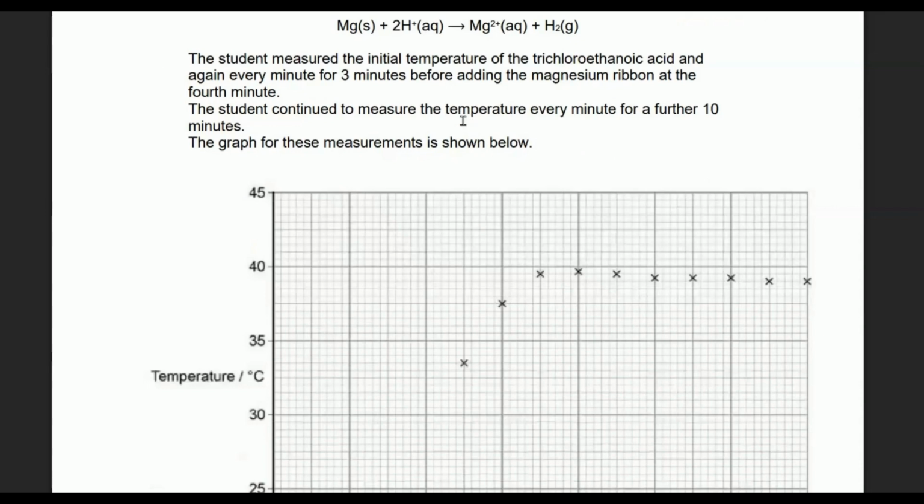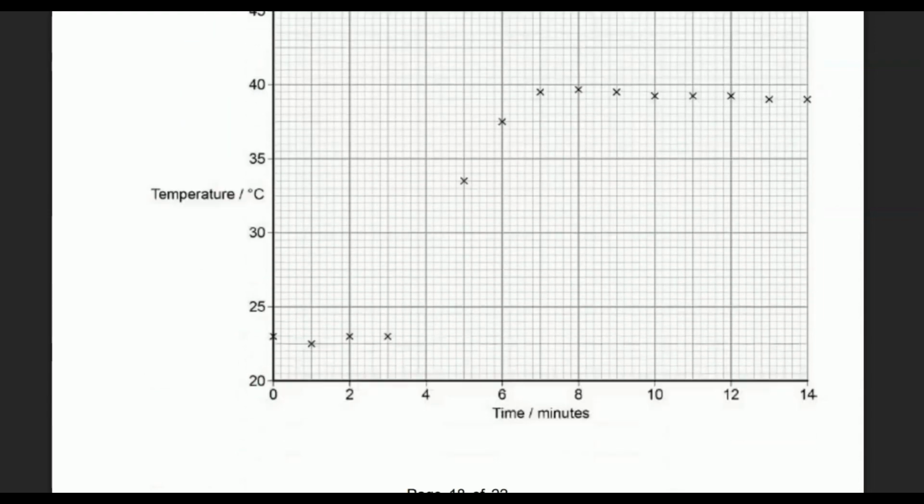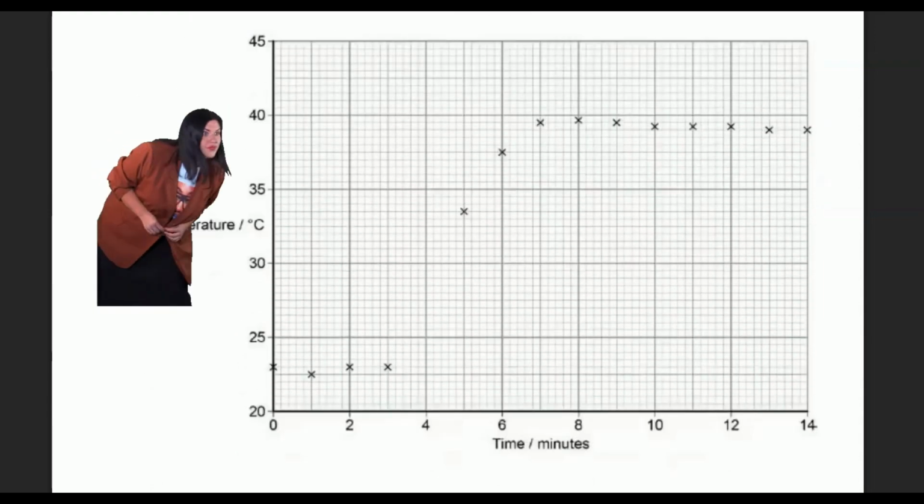The student measured the initial temperature of the trichloroethanoic acid, and again every minute for 3 minutes, before adding the magnesium ribbon at the fourth minute, that's the point of addition. The student continued to measure the temperature every minute for a further 10 minutes. The graph for these measurements is shown below. Okay, cool. I can see your graph.